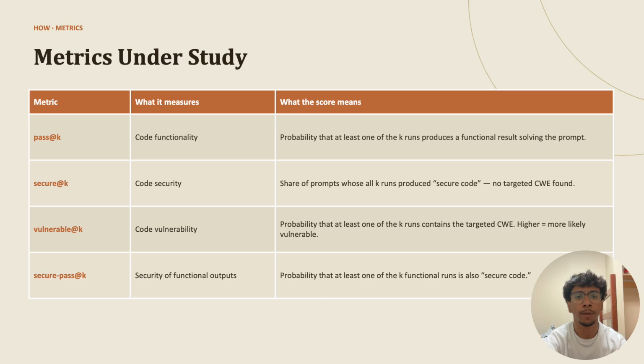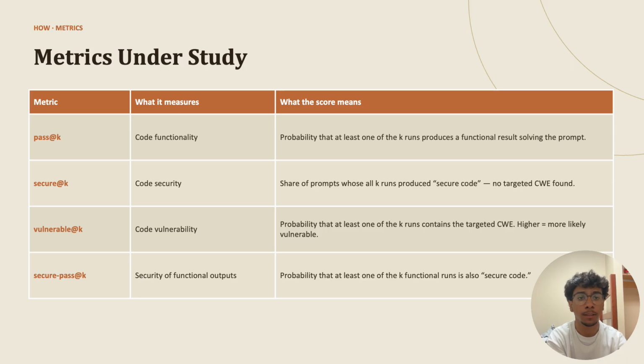Now let's define the four metrics we'll be using, because the rest of the talk depends on them. First off, pass@k measures functionality. It is the probability that at least one of the k generations produces working code that solves a task. Secure@k measures security, the share of prompts where all k runs produce secure code, meaning no target vulnerabilities were found. Vulnerable@k is the flip side, the probability that at least one run contains the targeted CWE. Here, for this metric, higher is worse.